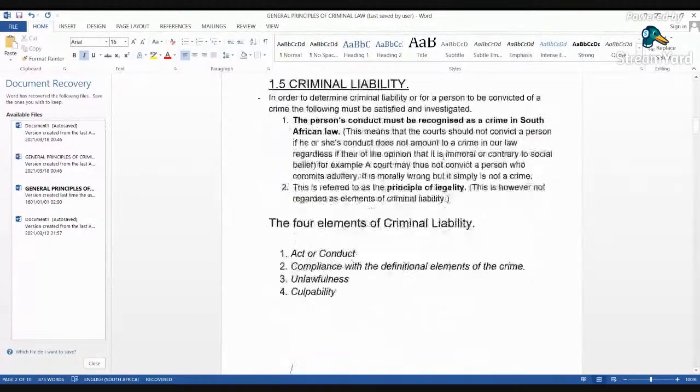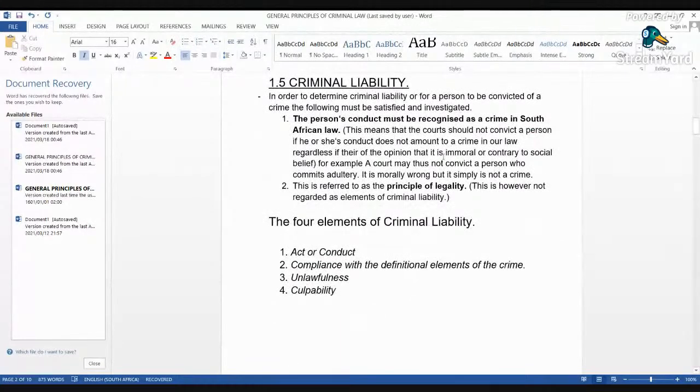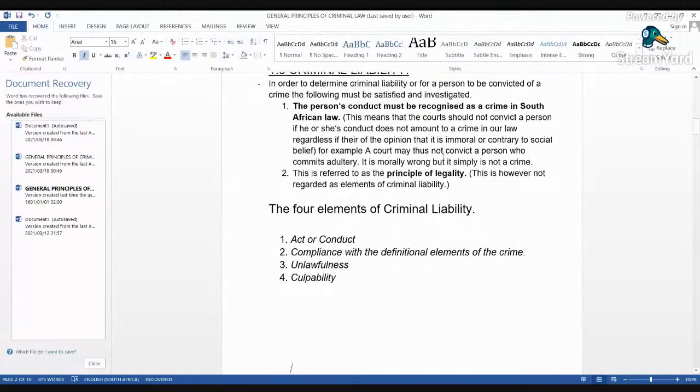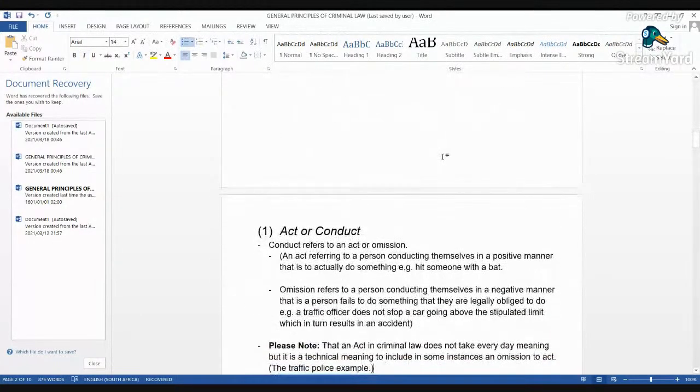So what are the four elements of criminal liability? The first one is act or conduct. The second one, compliance with definitional elements of the crime. The third one, unlawfulness. The fourth one, culpability. So let us examine each one of them and we'll start from the top.